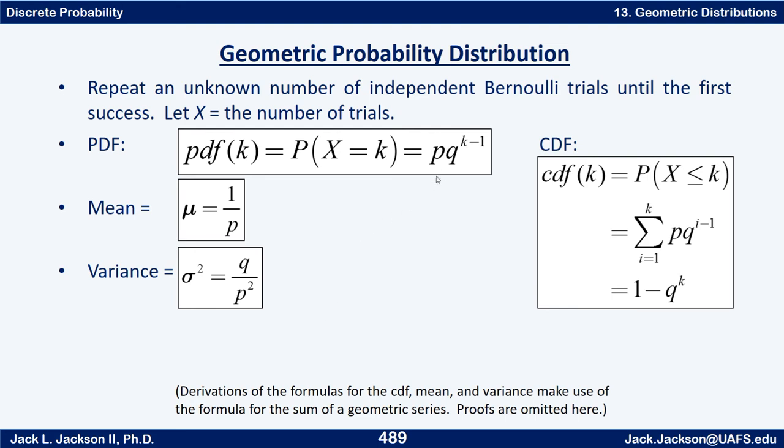Now, to derive these formulas for the mean, the variance, and this last step for the simplified version here, they make use of the formula for the sum of a geometric series. I'm going to omit the proofs of that right now. It's some algebra that we could do, but I don't want to mess with it at this point.